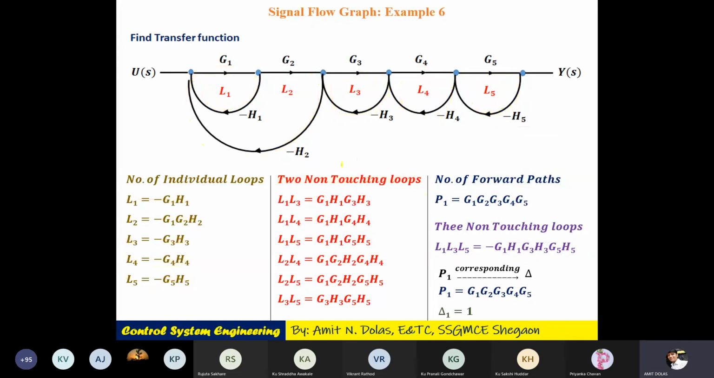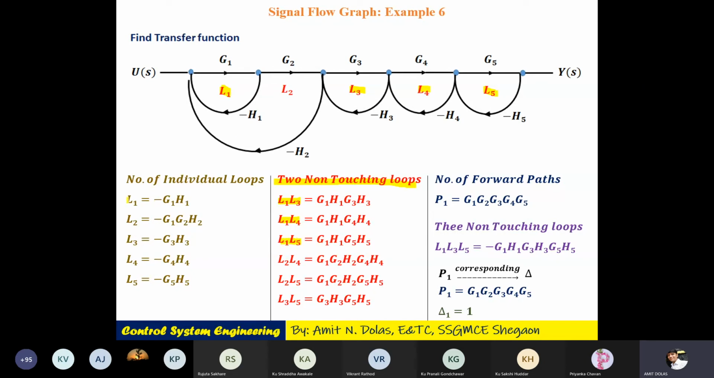Next step is finding out two non-touching loops. So let's see, L1 and L2 are connected together, but L1 is not connected to L3, so I'll write L1 L3. L1 is also not connected to L4, so I'll write L1 L4. L1 is simultaneously not connected to L5, so I'll write L1 L5.